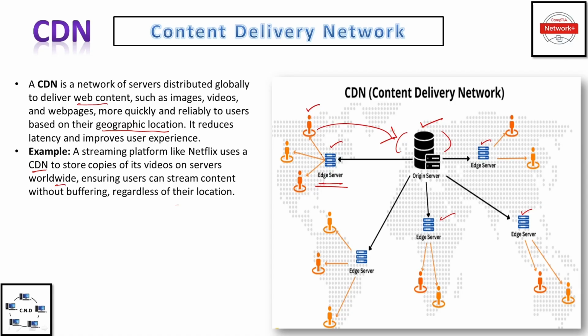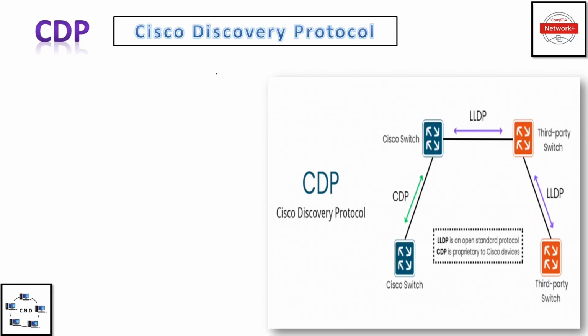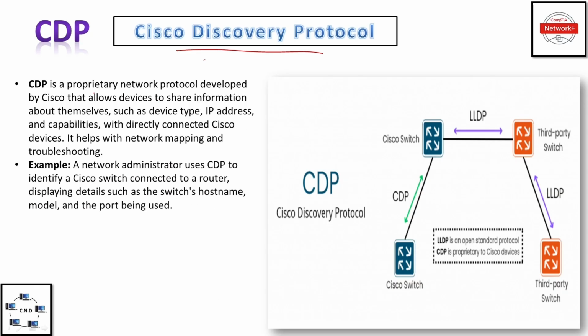So this way, this CDN increases the efficiency and reduces the latency. CDP, that is Cisco Discovery Protocol. CDP is a proprietary network protocol developed by Cisco that allows devices to share information about themselves, such as device type, IP address, and capabilities with directly connected Cisco devices. It helps with network mapping and troubleshooting.